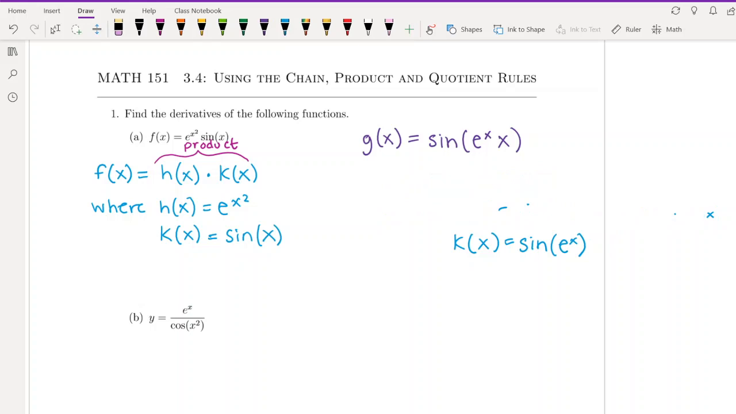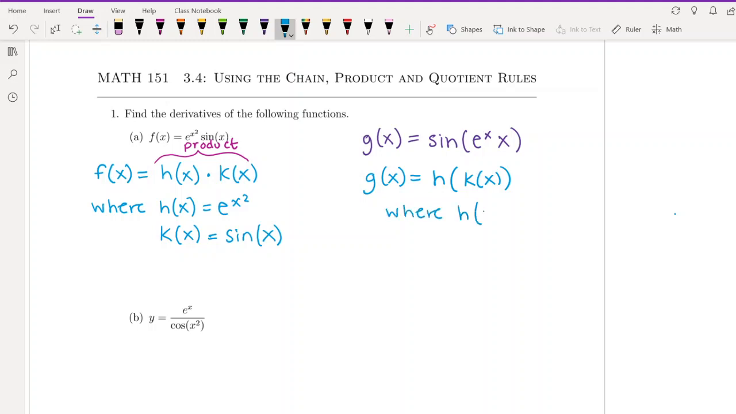Well, this example is a composite function. So in this case, we would say, okay, actually g of x is equal to h of k of x, right? It's a composite function. And what would the functions be in this case? Well, the outer function, let's use u as we have been doing in this class, the outer function would be sine of u. And then the inner function would be e to the x times x. So notice there is a product here, right? This is a product. And so you will eventually use the product rule, but you wouldn't do it first.